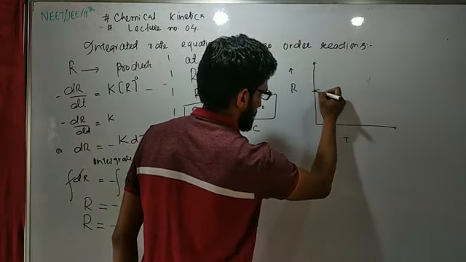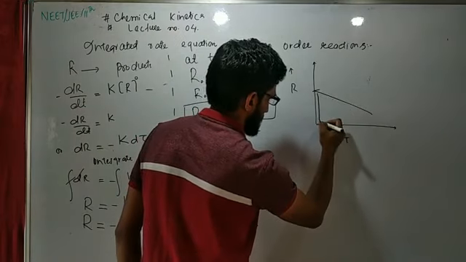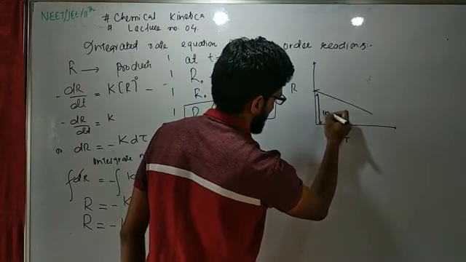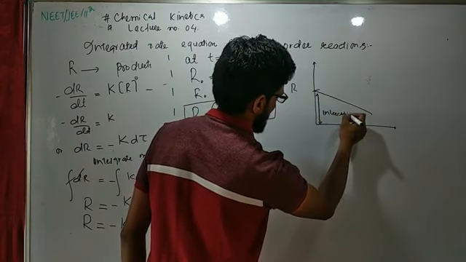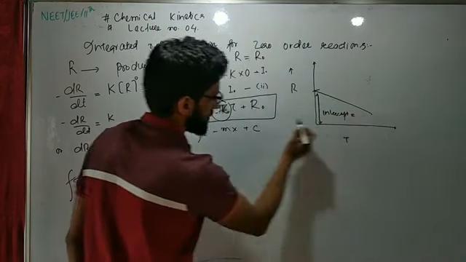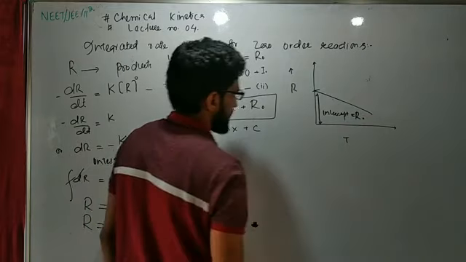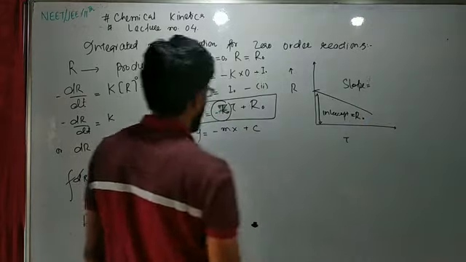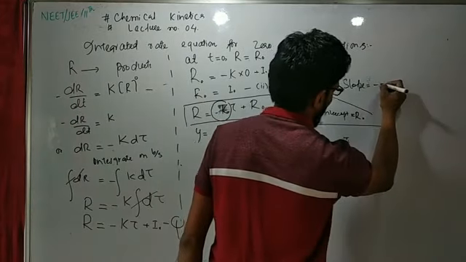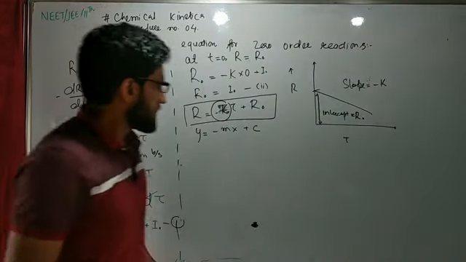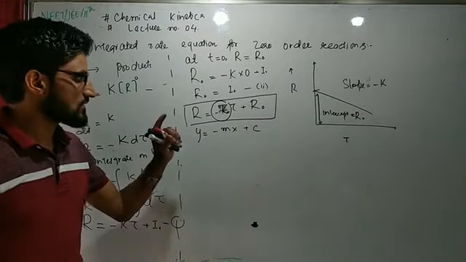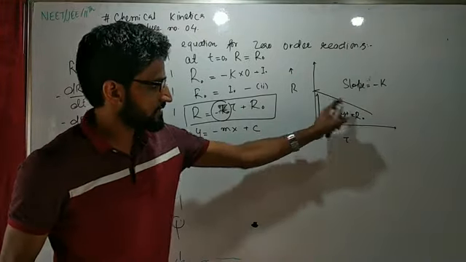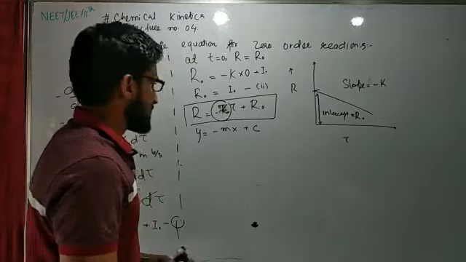It will start from this point. This portion is termed as intercept, and is equal to r naught. The slope here will be equal to minus k. This is the integrated rate equation for zero order reaction, and this is its corresponding graph.